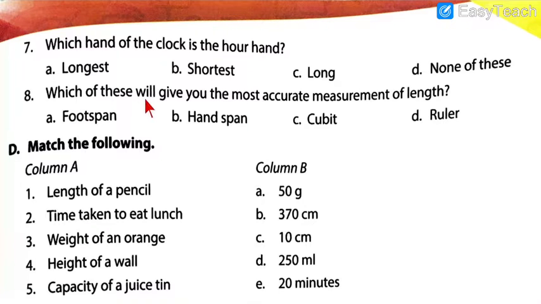Which of these will give you the most accurate measurement of length? The most accurate, the most precise measurement. So, is it foot span, or is it hand span, or cubit, and the last option is ruler? Which of these will give you the perfect, precise, accurate measurement? Your time starts now. Select the correct answer.